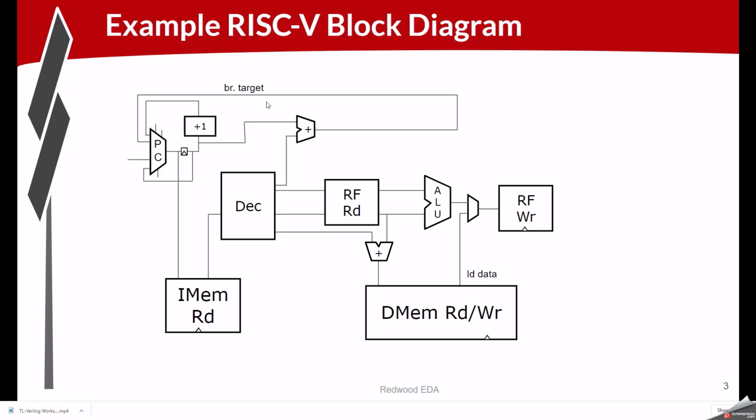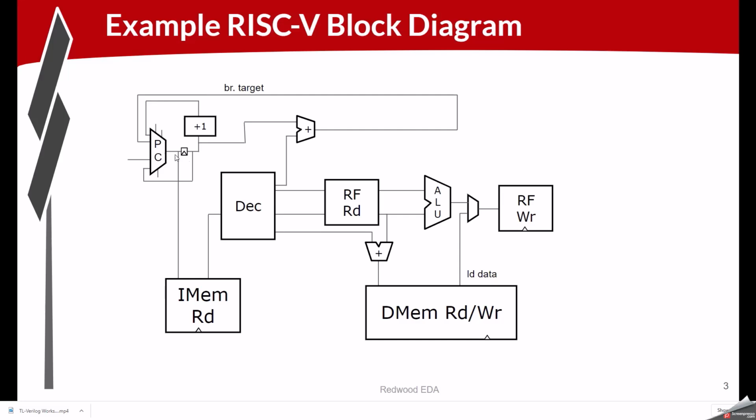So this adder up here is computing the next PC for a branch. So the next PC for a branch is the incremented PC value with the offset from the instruction applied. So that's what this adder does, and then that becomes our new PC for the branch.